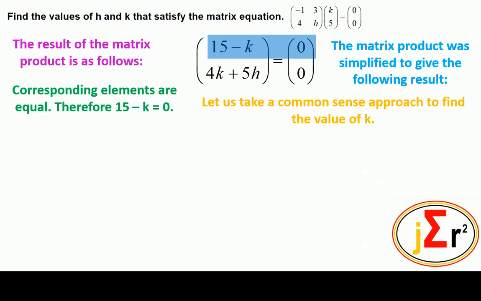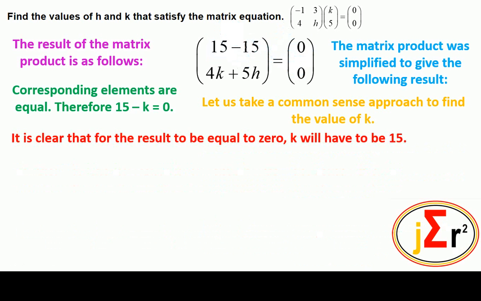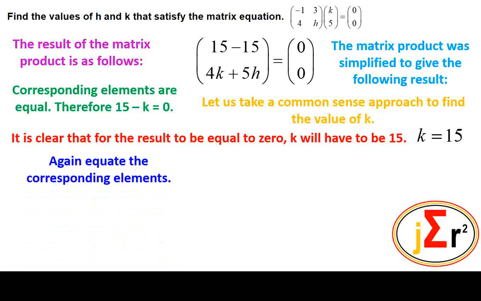Let us take a common sense approach to find the value of k. Now what do we notice? 15 minus k is equal to 0. This can only be true if k is equal to 15. It is clear that for the result to be equal to 0, k will have to be 15. 15 minus 15 is 0. Therefore, the value of k is known immediately. K is equal to 15.